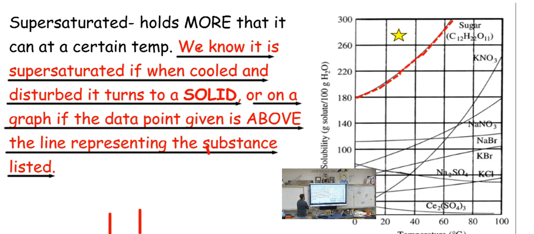And by the way, what we mean by a solid does not mean that we get a crystal at the bottom. It means the entire solution turns to a solid because it was holding way, way, way more stuff than it can. Let me give you a little example here.